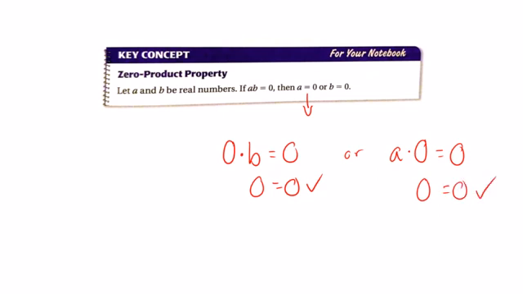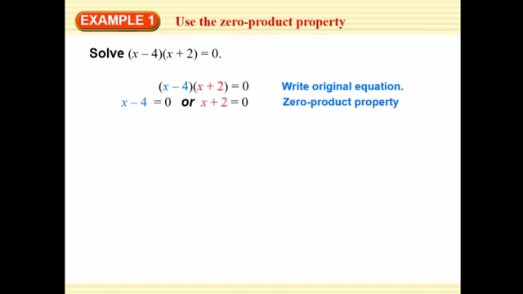Alright, so when I'm multiplying and the product, so the result here equals 0, one of the pieces of the product has to be 0. So we're going to be using that to solve for x. So in our first example here, instead of it just being one number, I actually have a binomial, x minus 4. So x minus 4 times x plus 2 equals 0. So I rewrite the original equation, and then I establish my zero product property by saying either x minus 4 must equal 0 or x plus 2 must equal 0.